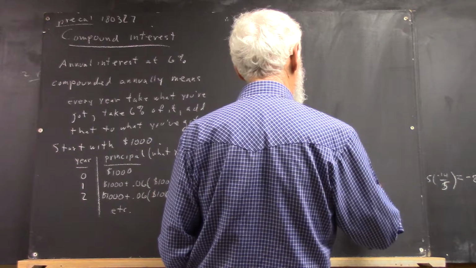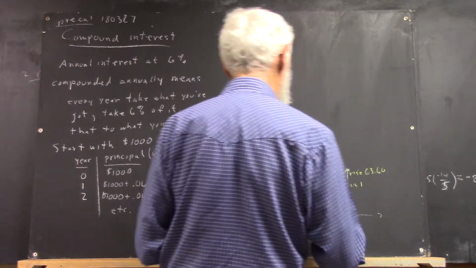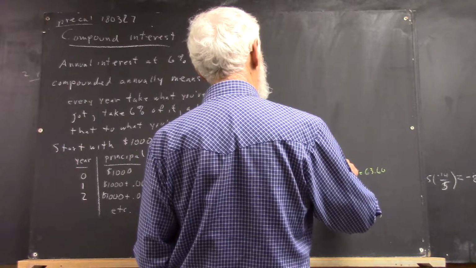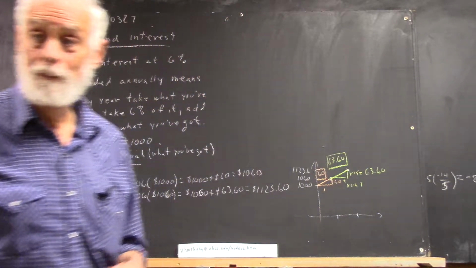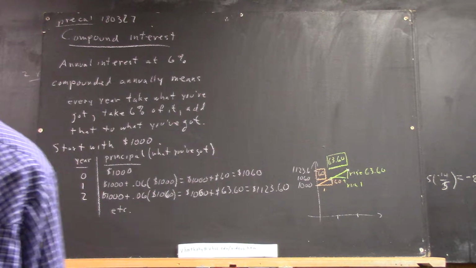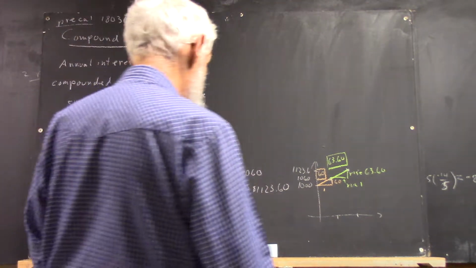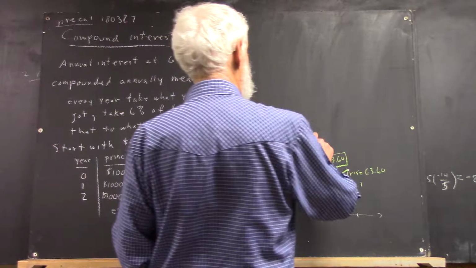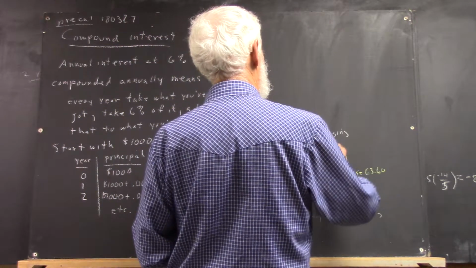Rise 63.60. Oh, I see what it is. So my slope is 63.60, right? I have 2 different slopes, so I don't have a straight line, right? Okay? So I have increasing slopes.